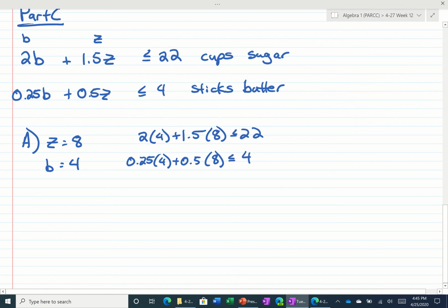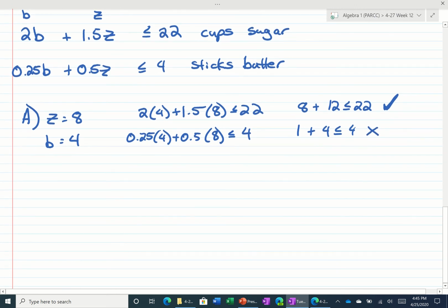All right, so let's see if this works. If this doesn't work, we'll try another option. So let's see here. 2 times 4 is 8, plus 1.5 times 8 is 12. That is less than or equal to 22, so everything's good for this first one. Let's try the second one, though. 4 times 0.25 is 1, plus 4. Well, that's not less than or equal to 4, so this is no good. Option A isn't going to work.